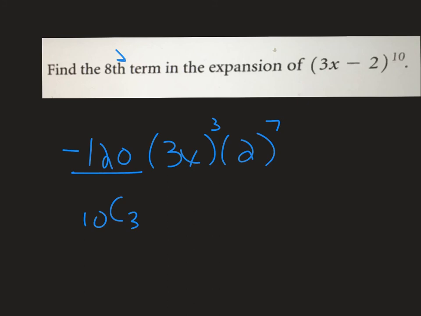I'm just going to punch it all in. Negative 120 times 3 cubed times 2 to the 7th power. Gosh, it's a big number. Negative, actually a very small number. Messed it up. Negative 414,720 x cubed. And that's it.